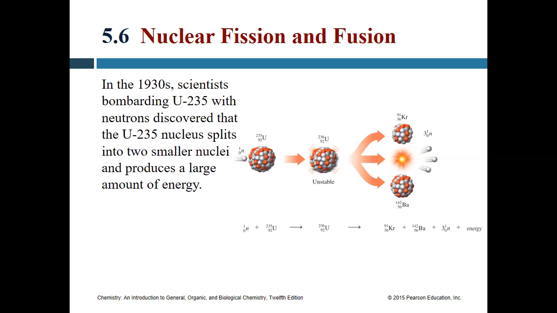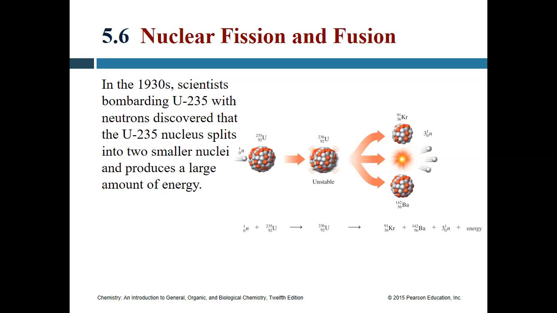So the story comes about from the 1930s. In the 1930s, scientists discovered that if you bombard uranium-235 with neutrons, eventually one of those neutrons will stick and turn the uranium-235, which already has radioactive tendencies, into uranium-236. Uranium-236, in addition to being just plain old radioactive, is so unstable that upon formation, it basically just rips itself in half.